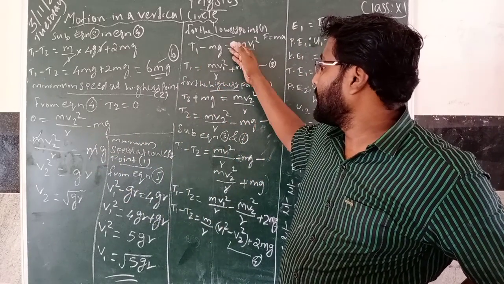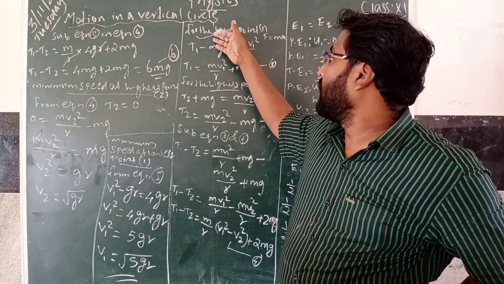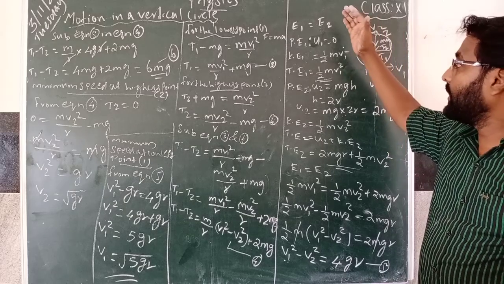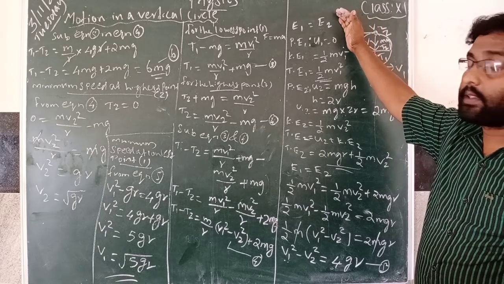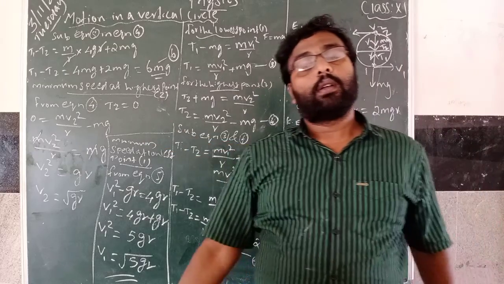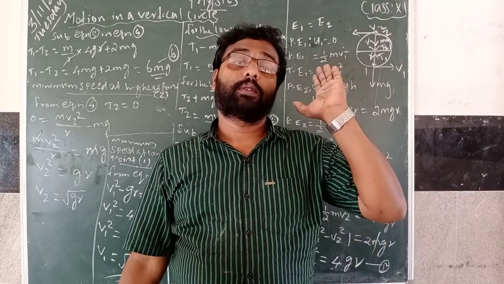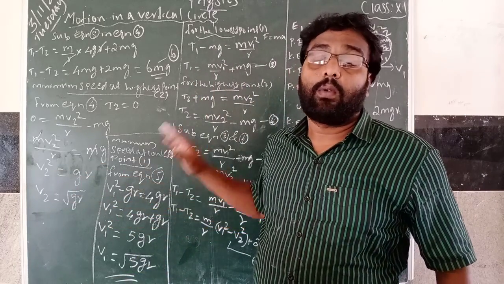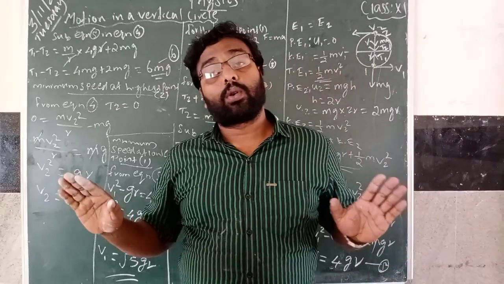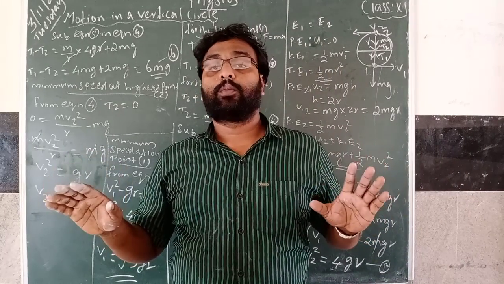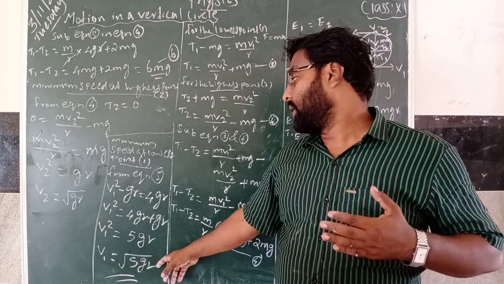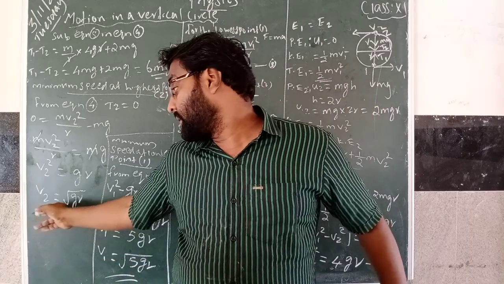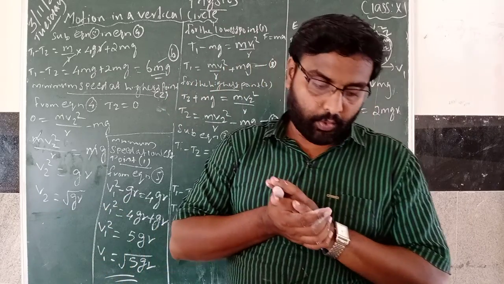the equations. Then we can find out for the lowest point and for the highest point. Then you can apply the energy conservation theorem. Finally you can find out the velocity at the highest point and the velocity at the lowest point. And these two equations prove that velocity is not constant. Velocity at the highest point is less. Velocity at the lowest point is root 5 times greater than the velocity at the highest point.